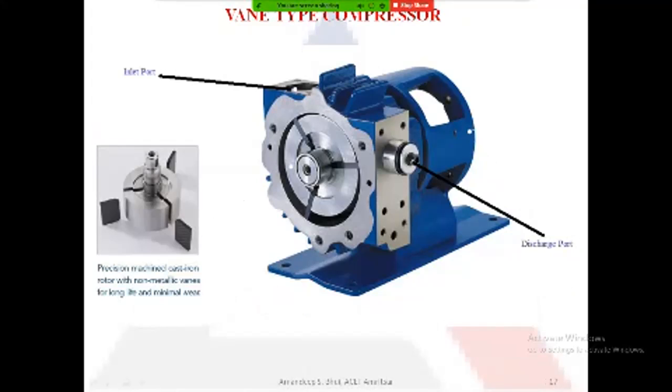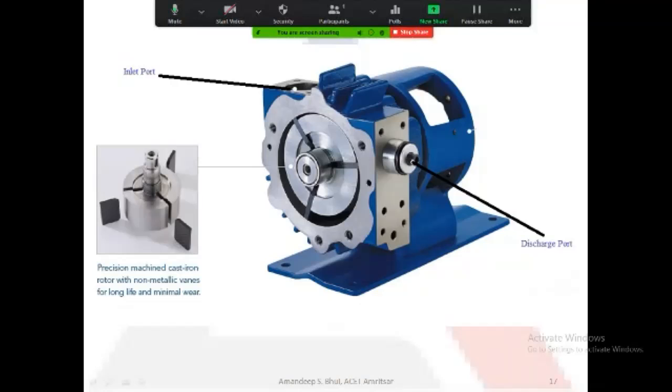This is the actual 3D diagram of a vane type of compressor. On the left hand side, you can see the circular drum in which rectangular grooves are cut, and in these grooves the plates are inserted. This is a cast iron rotor, and the vanes are non-metallic, because non-metallic vanes produce less friction.